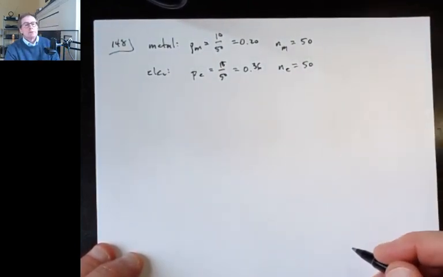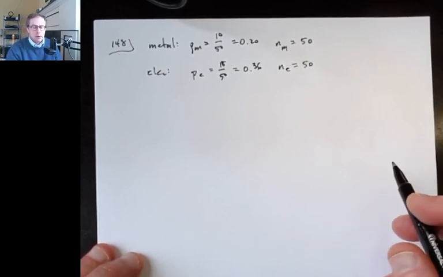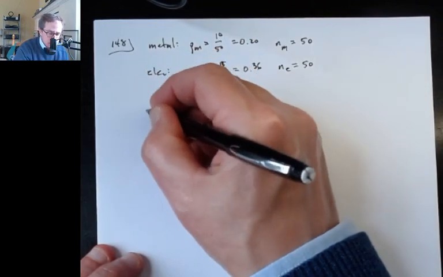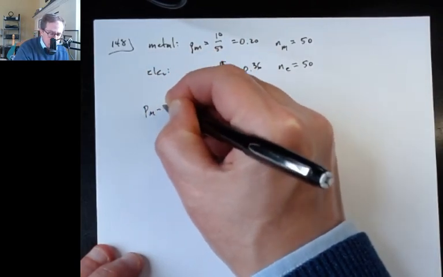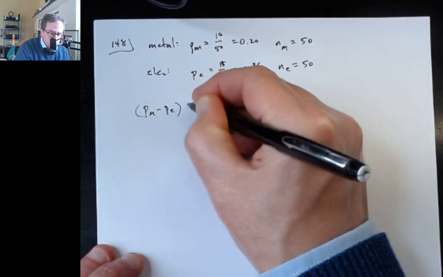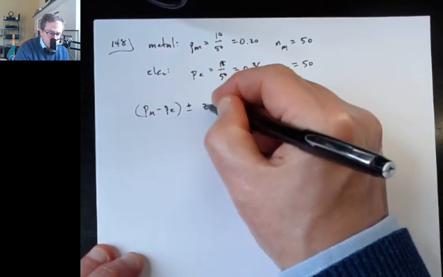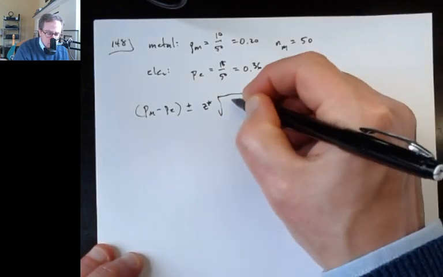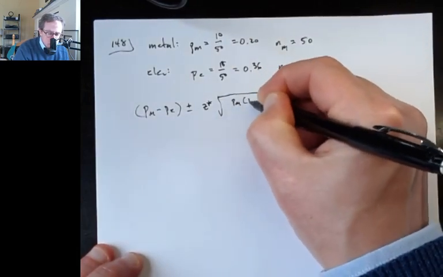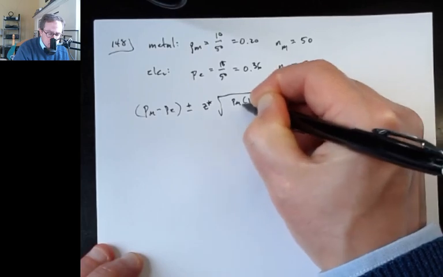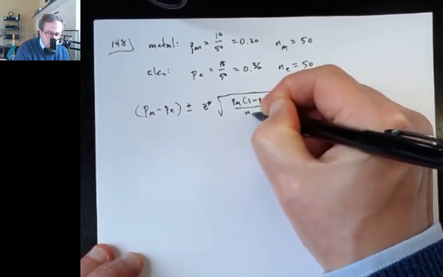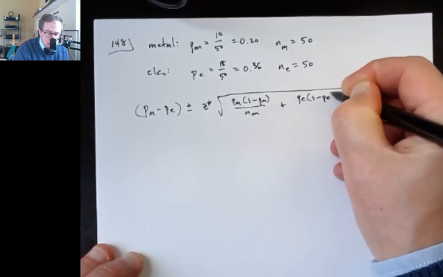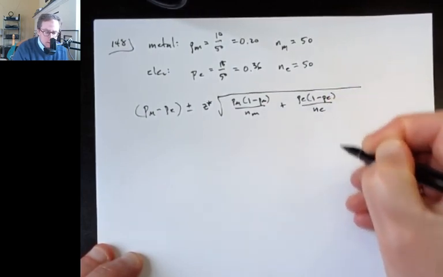Okay, and the confidence interval formula, I had it up on the previous slide, but I'll write it up there now. So we're looking at PM minus PE, plus and minus Z star times the square root of, and then this ugly square root formula. It's going to go PM times 1 minus PM over NM, plus PE times 1 minus PE over NE.